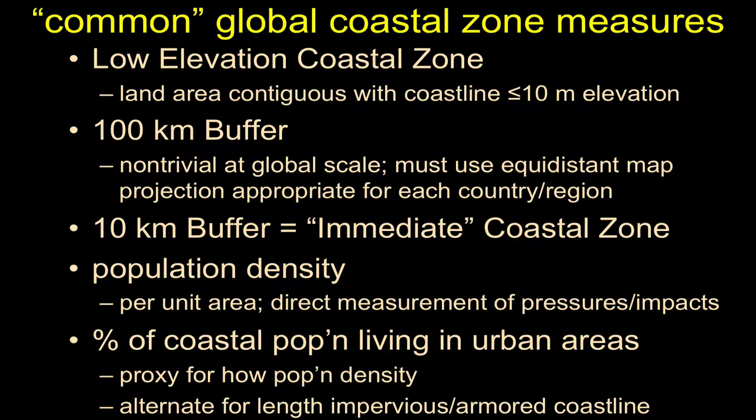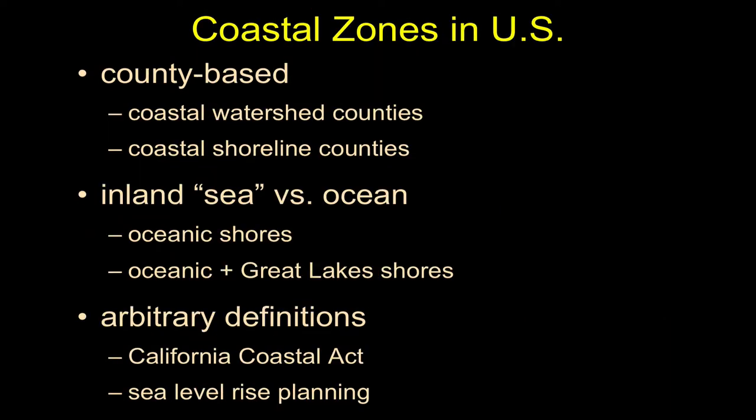Okay, so low elevation coastal zones, 100 kilometer buffer, 10 kilometer buffer, and this notion of density and urban people in urban areas. Okay, now we're to the U.S. We have a couple different ways of doing it here, we have more than a couple. We have a lot of different ways, but I would say, as an introduction for you, it's probably easiest to think of county-based definitions of the coastal zone. Unless we're in Louisiana, then we have to say parishes, but Louisiana's weird, so we'll save that for later. County-based measures, what we consider the water part of the equation, and then just, again, the arbitrary political definition, blah, blah, blah.